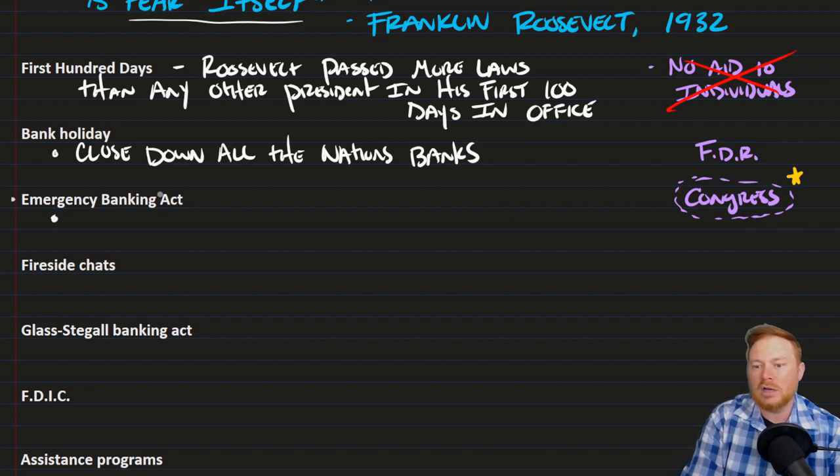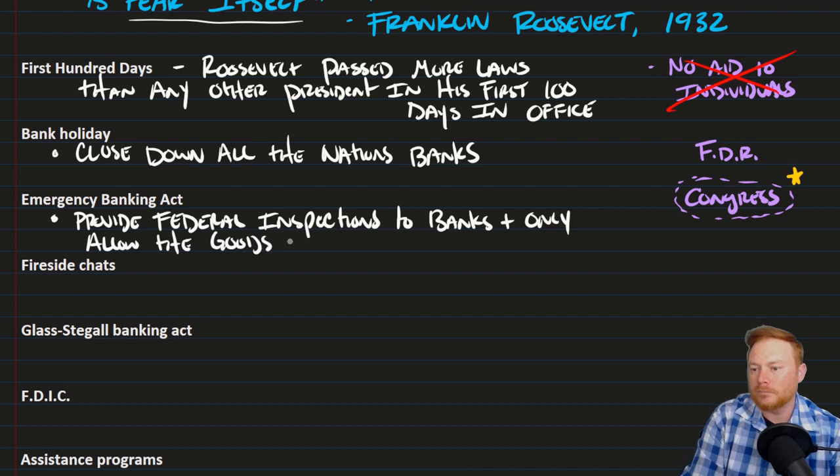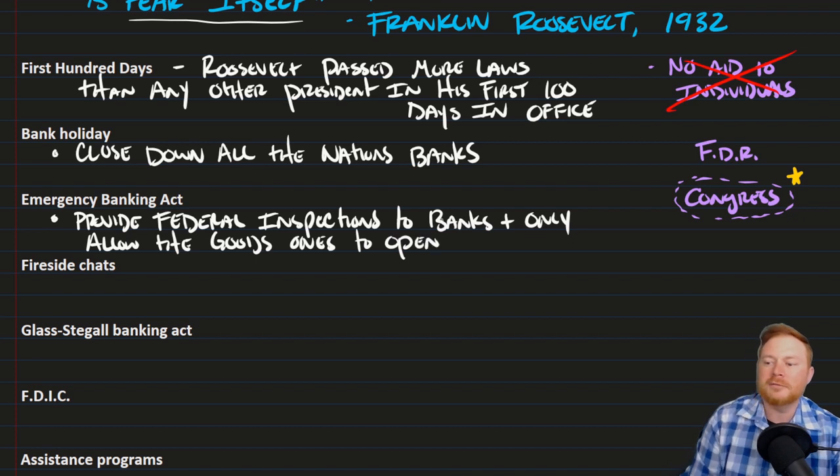And while the banks were closed down, Congress passed the Emergency Banking Act, and this would, what we might say, provide federal inspections to banks and only allow the good ones to open. And this was a way of trying to instill some confidence back in the banking system.